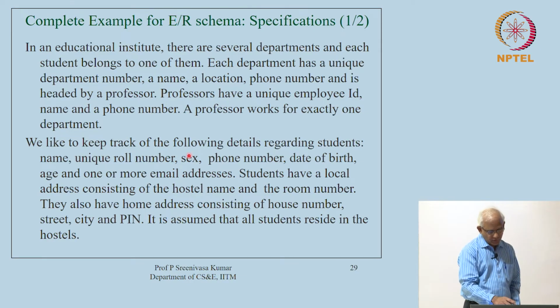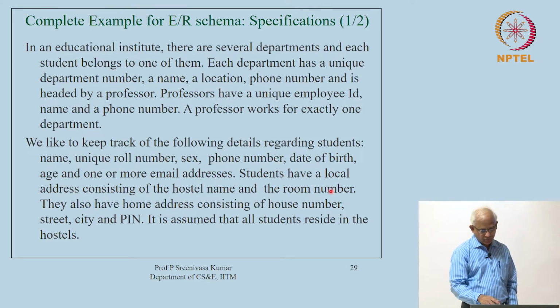So, we would like to keep track of the following details regarding students: name, the roll number, unique roll number, sex, phone number, date of birth, age, and one or more email addresses. Students have a local address consisting of hostel name and room number. They also have a home address consisting of home number, city, street, pin. It is assumed that all students reside in hostels.